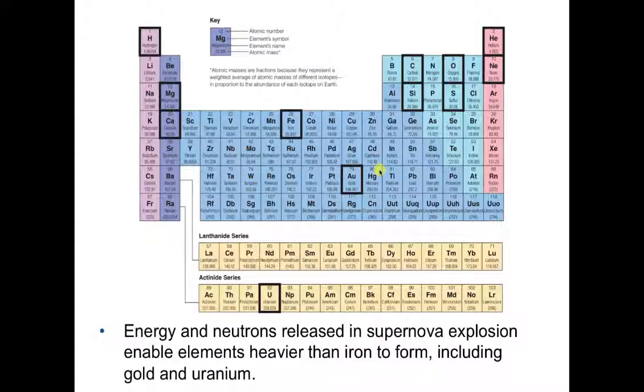And so gold is definitely produced. It's not produced in the core of stars. We can only go up to iron. All these other things are not produced during the regular lifetime of a star, but rather during the supernova explosion of a star.